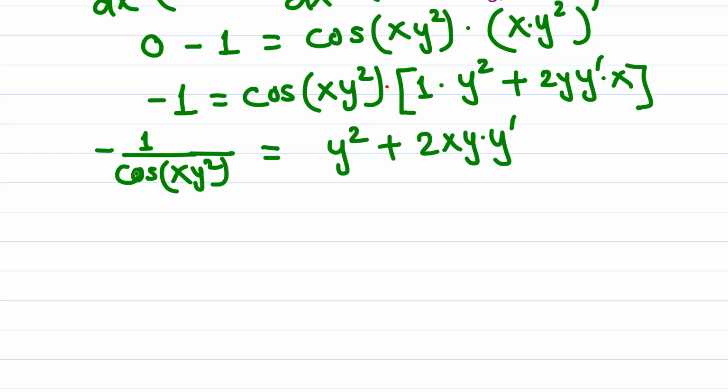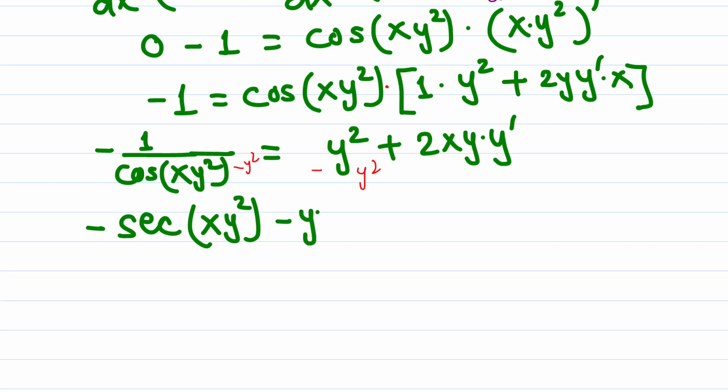Here you may leave 1 over cosine, but we know that 1 over cosine is secant. So just to save some space, I'm going to write secant, but 1 over cosine is fine. 1 over cosine is secant of the same angle xy squared, and I want to subtract y squared from both sides. Okay, because I'm about to isolate y prime, so subtract means minus y squared as well. So I get minus y squared, then equals 2xy y prime.